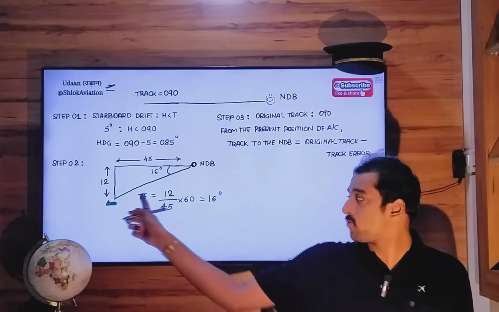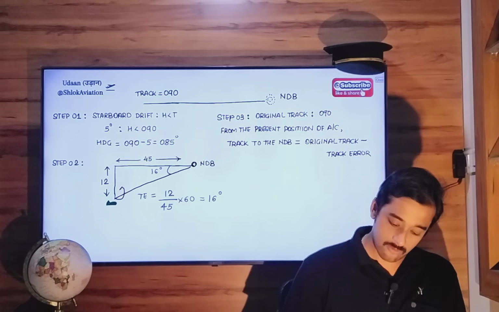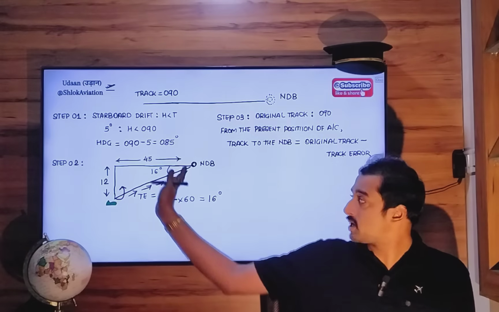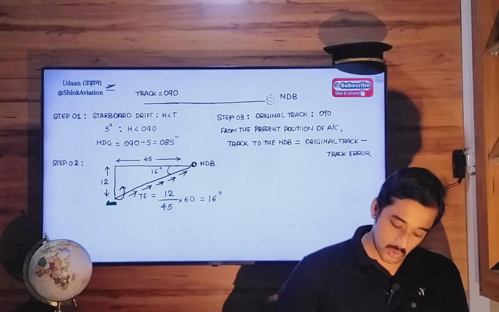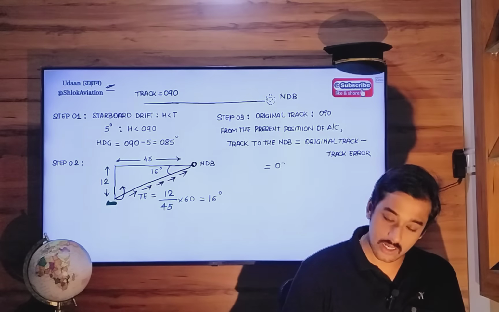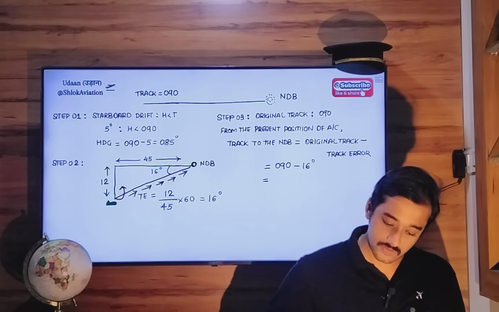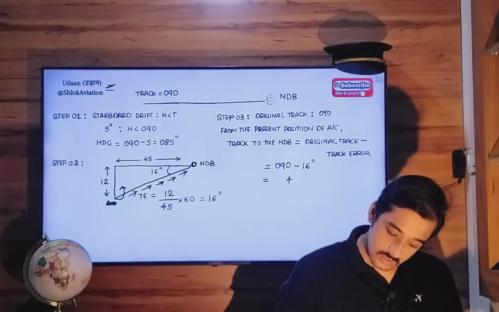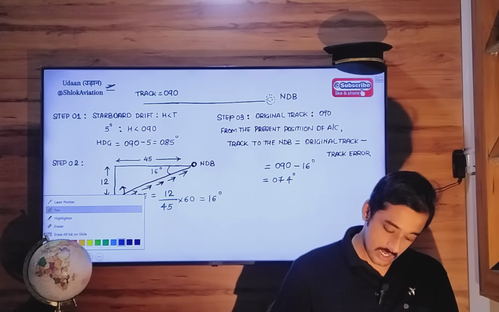Why minus? Because your aircraft is over here and we will have to make a left turn. From this position we will have to make a left turn in order to go to the NDB station. Because if we are to the right hand side, the NDB is to the left hand side. That's why minus. Whenever you make left turns, you subtract. So original track is 090, track error is 16 degrees, so 090 minus 16 is 74 degrees. So the new track to the NDB station is 074 degrees.